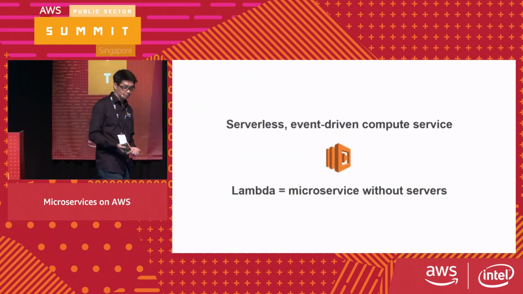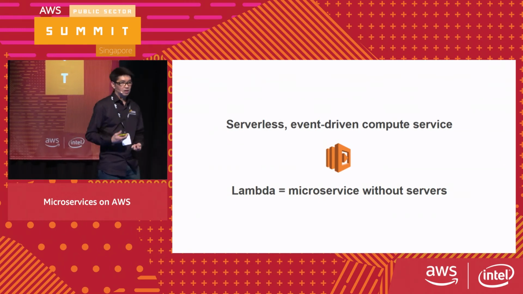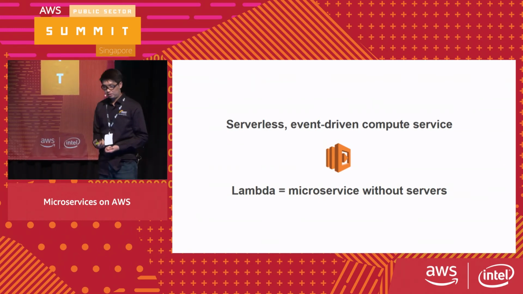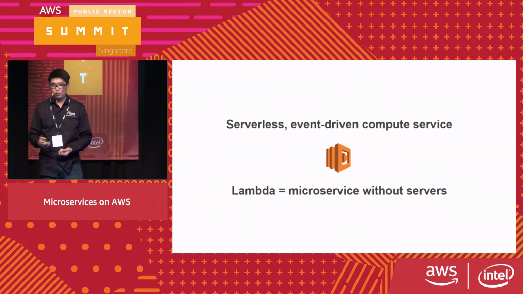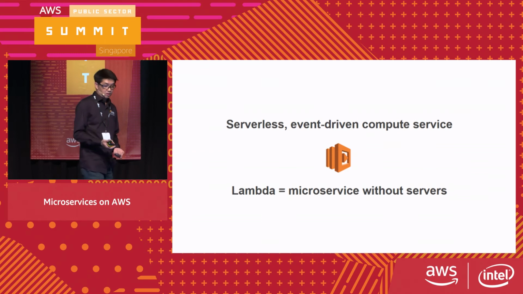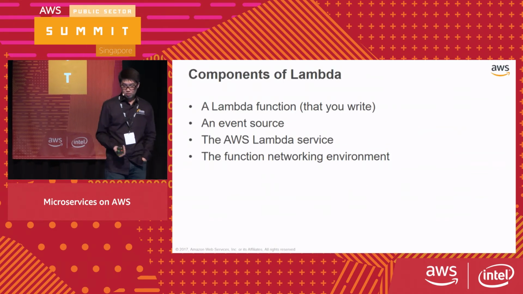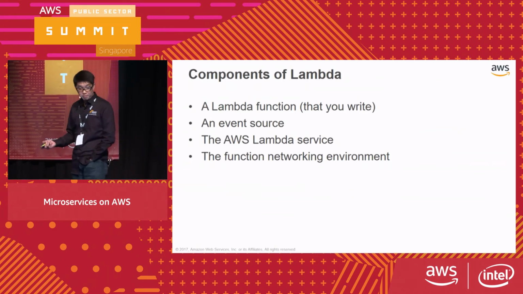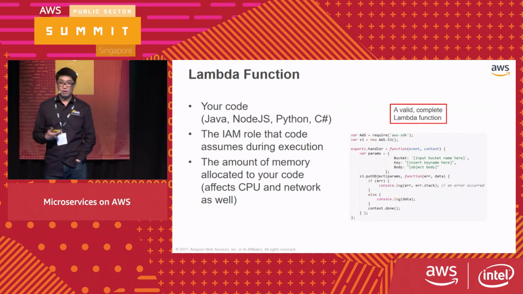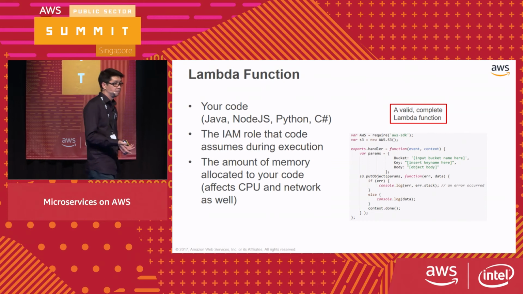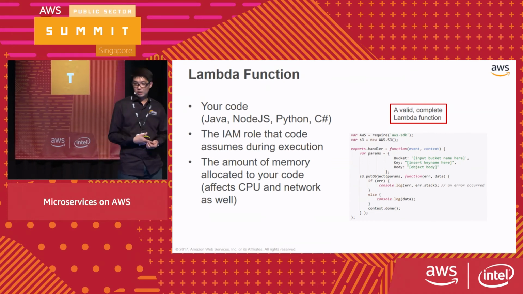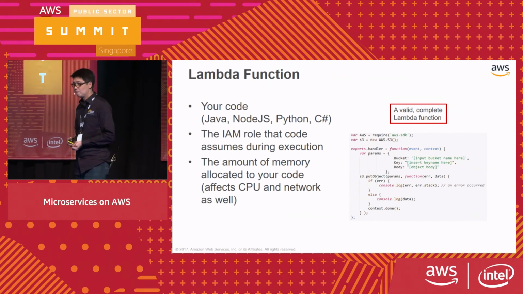Lambda is basically a serverless event compute service, right? You can take it as Lambda being microservices without servers. Here are the different components of Lambda. I'll run through it one by one. First and foremost, this is your Lambda function. The Lambda function is basically a piece of code that you write. It could be written in Node.js, Python, Ruby, or even C#.